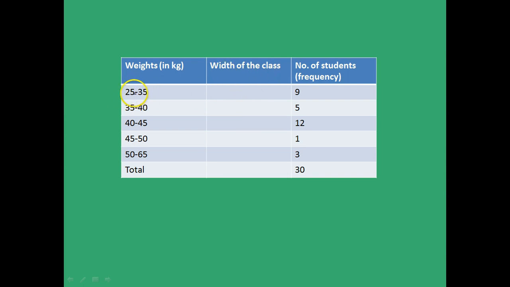The width of the class of this group is 35 minus 25, that is actually 10. In this case, the width of the class is 5, which is 40 minus 35. In this case also 5, this also 5, and this one, the width of the class is actually 15. So now if we drew histograms simply the way we did before, we would end up with graphs with width of 10 and the frequency or the height is 9, which would really not be true to what the data says.